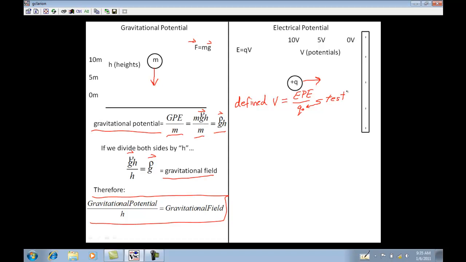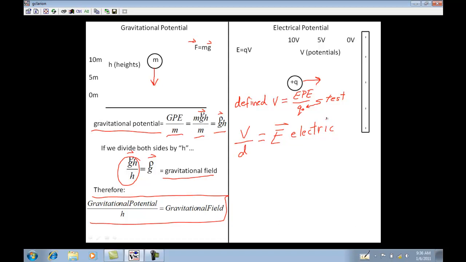So just like in the gravitational world, if we take V and divide it by d, the distance, just like in the gravitational world where we took the gravitational potential and divided it by h, what do you think that will equal? In the gravitational world, it equaled the gravitational field. What do you think it's going to equal here? It's going to equal the electric field. Now, the reason I show you that is that this may come up on the AP test.